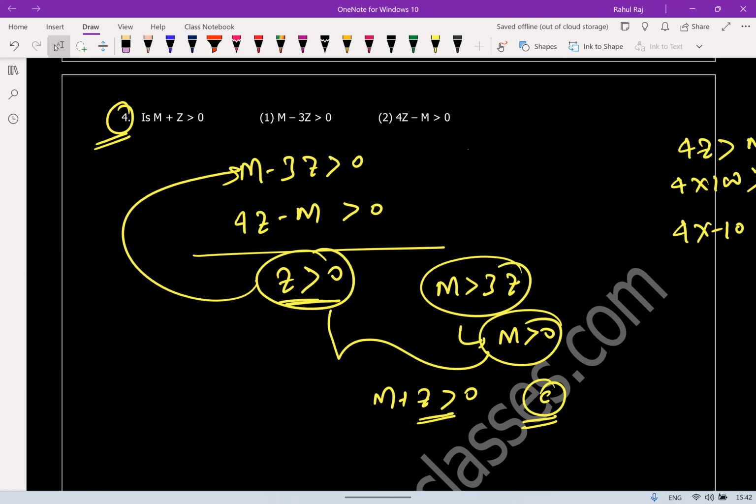Okay, Rahul, yeah. In this question, the first expression is m minus 3z is greater than 0. Now we are finding whether m plus z is greater than 0. We need not put in values, because if there is only one relation between two variables, then we cannot find the exact relation. So we can tell straight away that statement 1 is not sufficient. Yeah, that's fine. Absolutely fine. No issues at all.